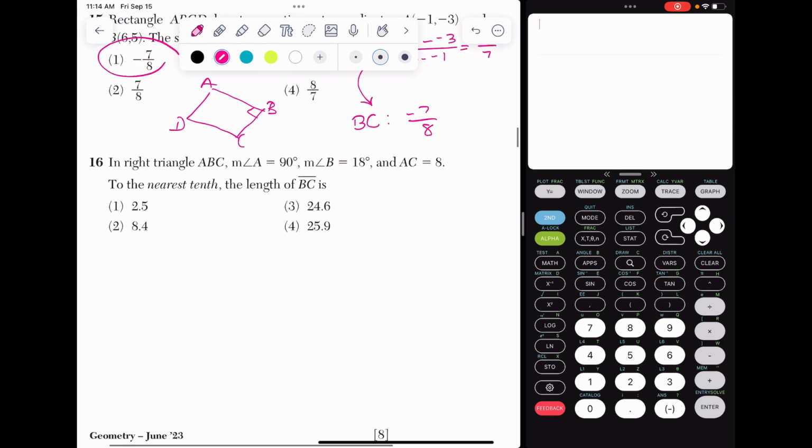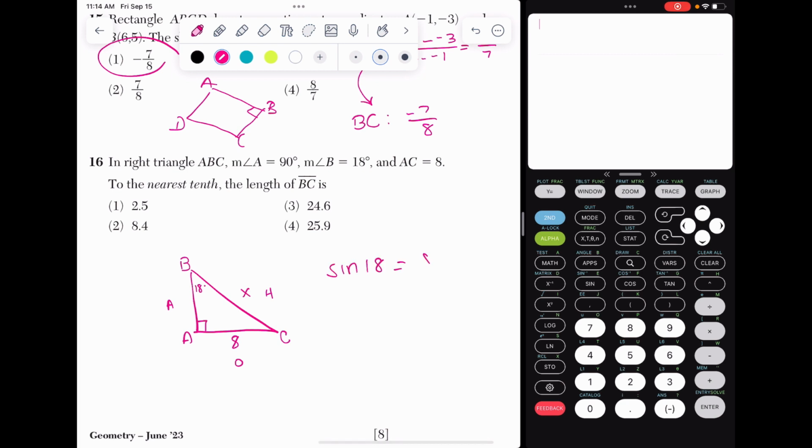Number 16: in right triangle ABC, A is 90. So label A as the right angle. B and C you could put in the other 2 spots. Angle B is 18. AC is 8. And we're looking for the length of BC to the nearest tenth. This is going to be a SOHCAHTOA, or right triangle trig problem. So where the 18 is, here's my opposite side, adjacent, hypotenuse. I am going to be using sine here, the opposite and the hypotenuse.